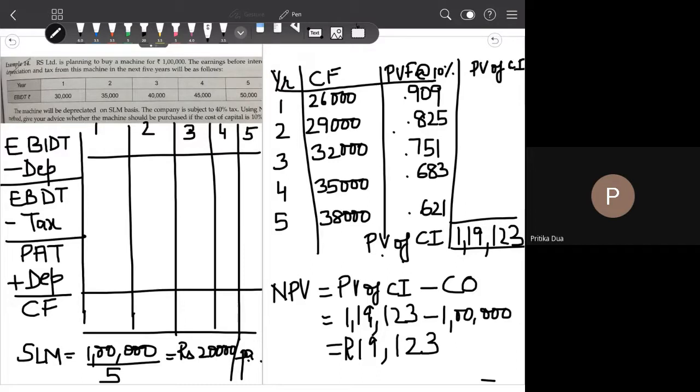cash outflow. Now till now the questions we have practiced have shown you conventional cash flows. That means that there is a cash outflow at 0 point of time followed by cash inflows, but that might not always be the case. So let's take up one question on a non-conventional project with a different stream of cash flows.